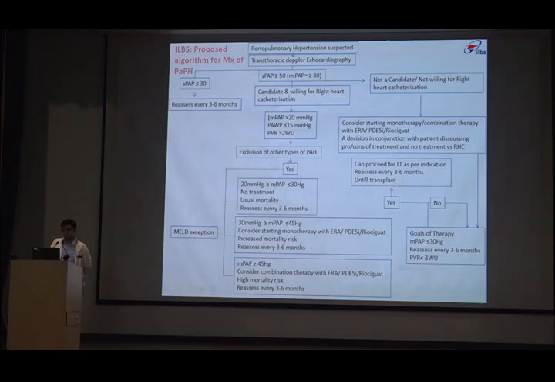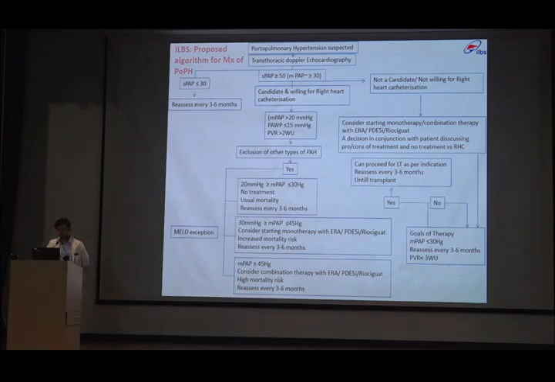whether this patient is a candidate and willing for right heart catheterization, or whether the patient is not a candidate and not willing for right heart catheterization, because right heart catheterization is associated with hazards. So if the patient is not a candidate and not willing for right heart catheterization, I propose considering starting monotherapy or combination therapy with endothelin receptor antagonist, PDE5 inhibitors or riociguat, a decision that has to be taken in conjunction with the patient.